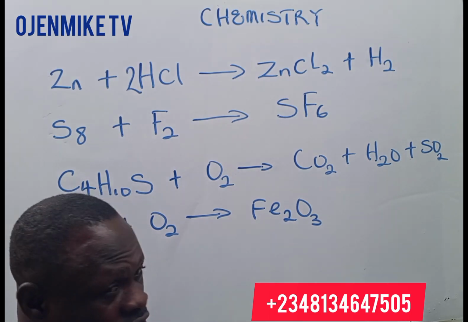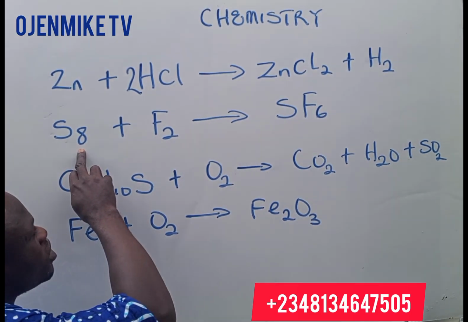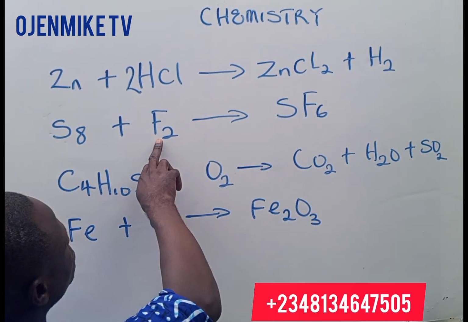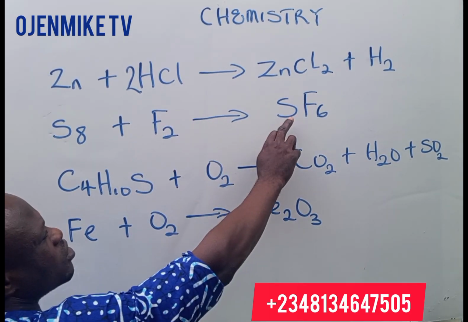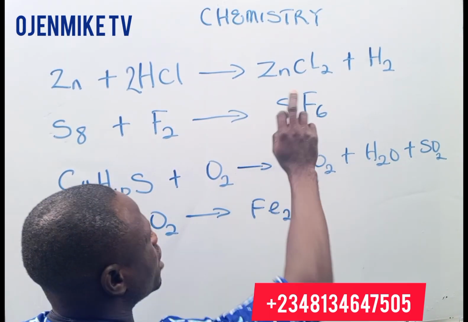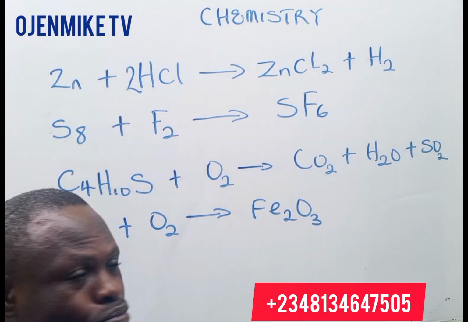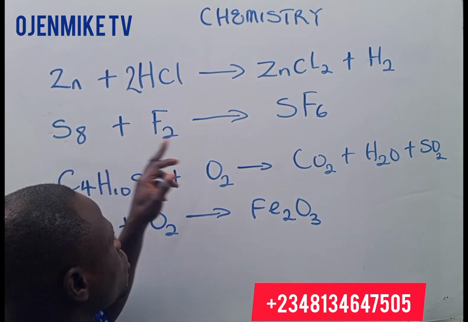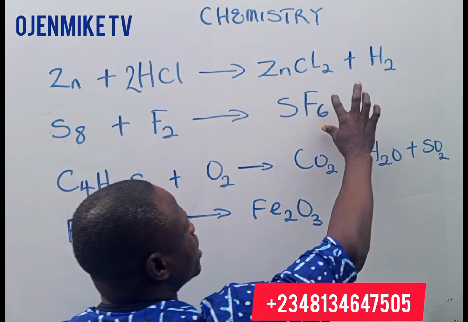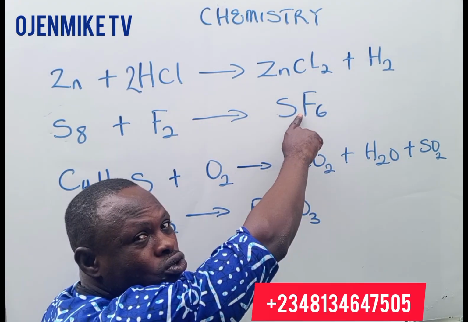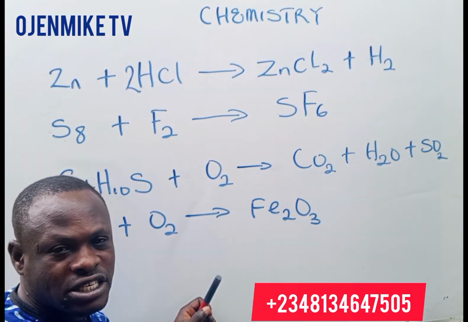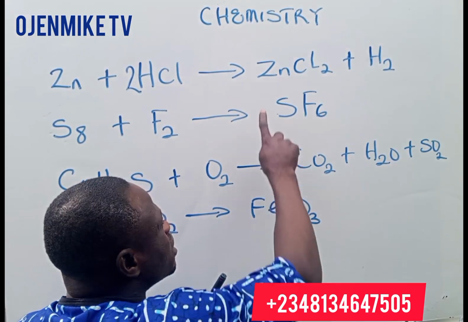Now in this one, we have sulfur, sulfur is 8, and fluorine is 2. And sulfur here is 1, and fluorine here is 6. So what do we do? What you have to do is simple. Sulfur here is 8, sulfur here is 1. You cannot put anything between here, it is wrong in balancing of chemical equations. So what you do is put something here.